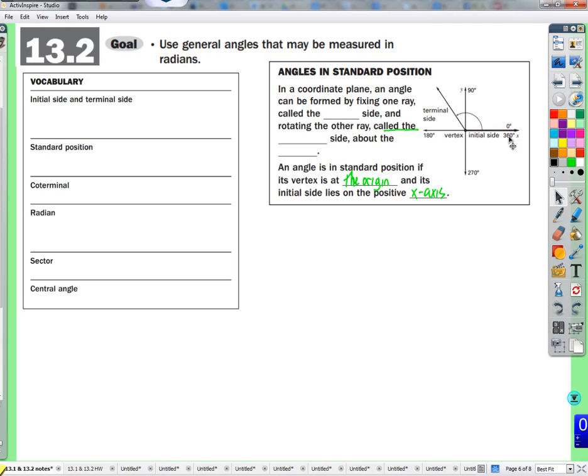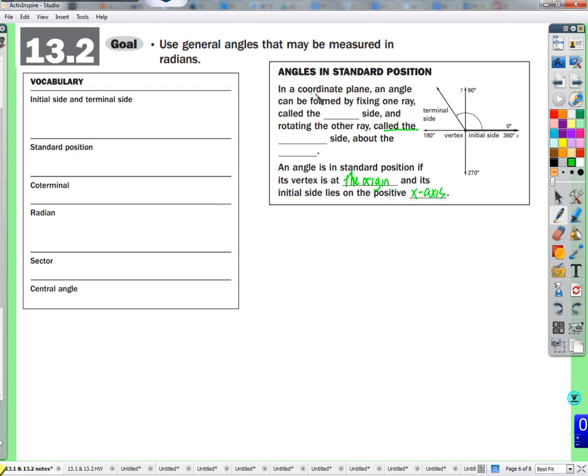So the side that we start on is called the initial side. We're starting there, right? That makes sense. Start, initial, initialize. Does that sound like a use of the word initial you've heard before? Initially, we get this to begin with.